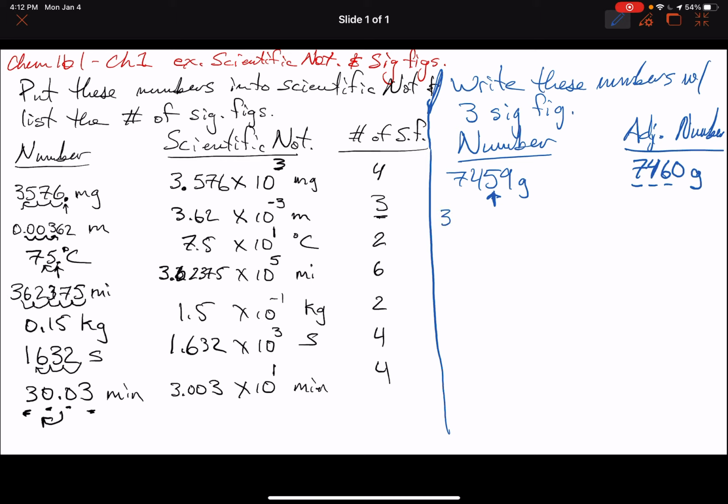So 3, 6, 5, 3, 2. Let's work with meters this time and adjust that down to 3 sig figs. Pause the video and resume when you're ready.